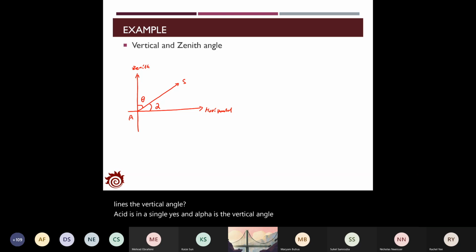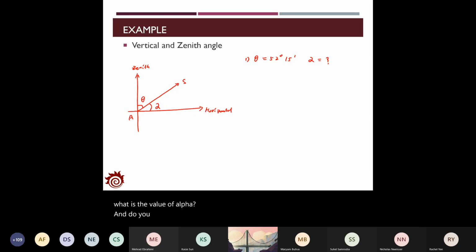So always remember that the Zenith angle is the angle between the line that you are trying to measure and the Zenith axis. And the vertical angle is the angle between the line you're going to observe and the horizontal line, applied in the horizontal plane. Okay, and now if I tell you that theta is equal to 52 degrees 15 minutes, what is the value of alpha?